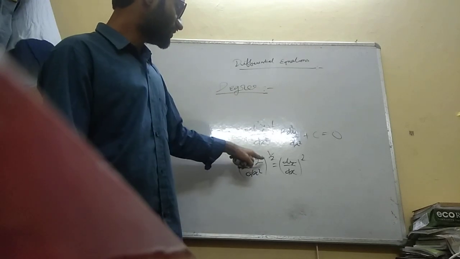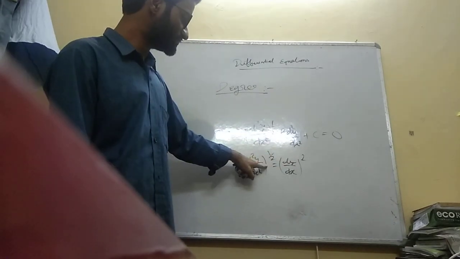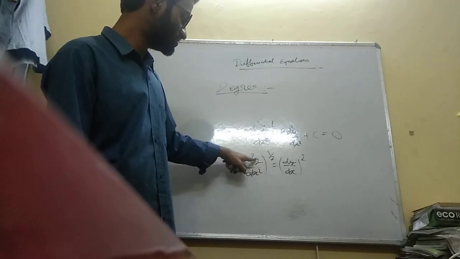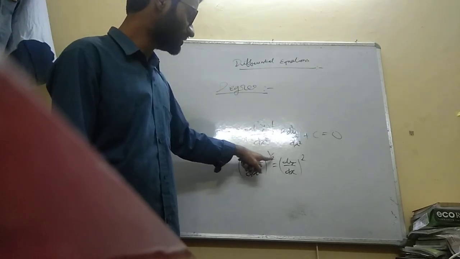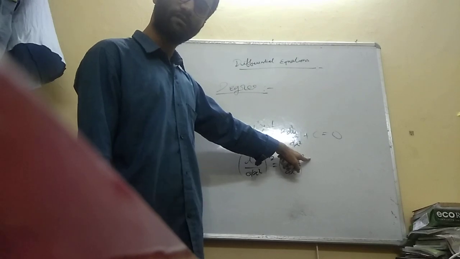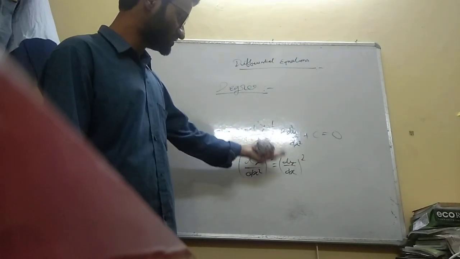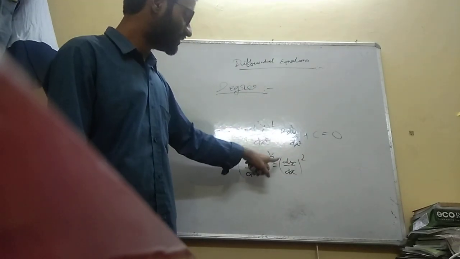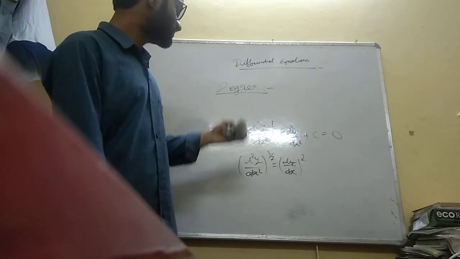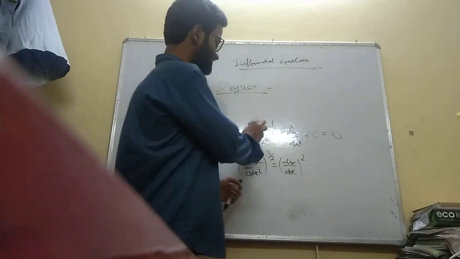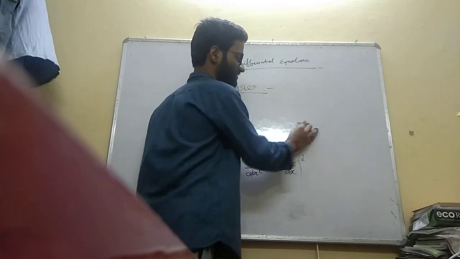How is that possible? We can square both sides. If you square both sides, then this will be d square y upon dx square with power 1 and this will be power 4. Then when we solve, the degree will be 1. So these are some things that we have to remember. Let's discuss some good examples of degree.